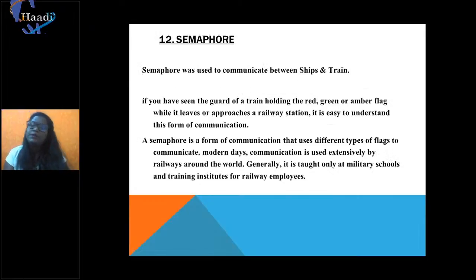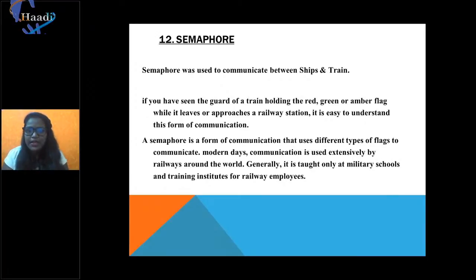So the last one will be semaphore. Semaphore is nothing but communication shown by signals. For example, you would have seen a train guard. He will be in the last compartment and he will be showing a signal to the first compartment, for the driver as well. They do not talk to each other from one corner to the other, but still they communicate with signals, right? Like red says stop and green says go. They have some codes like colors.